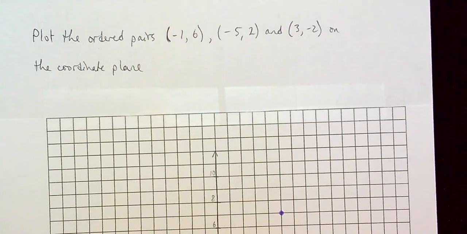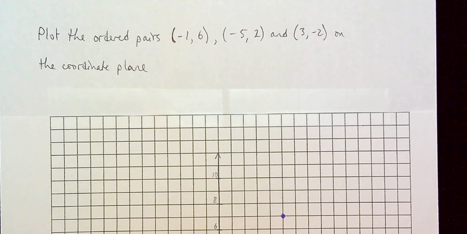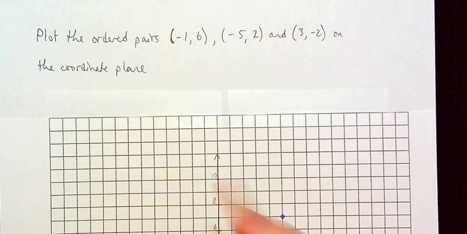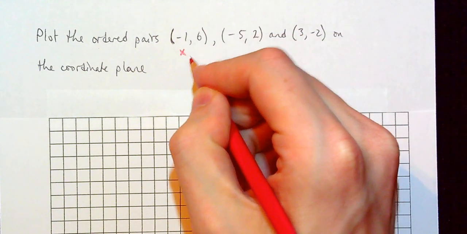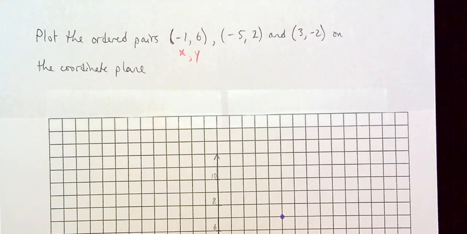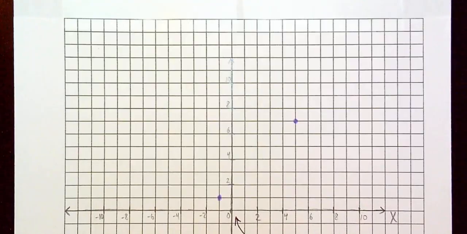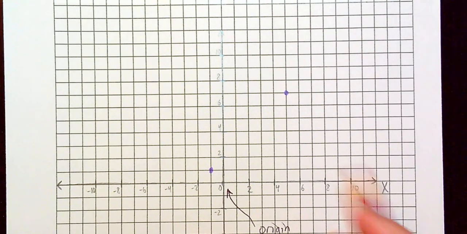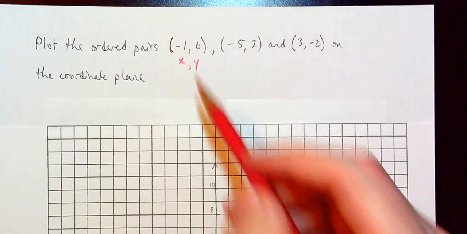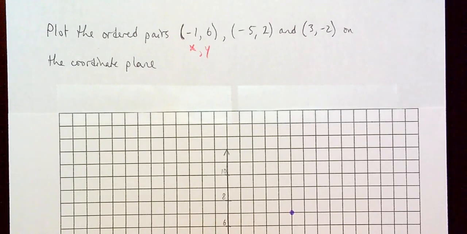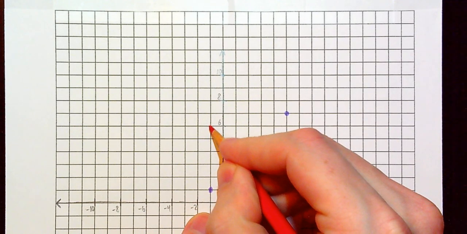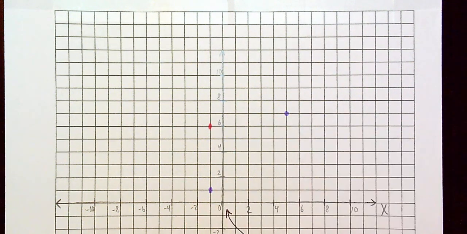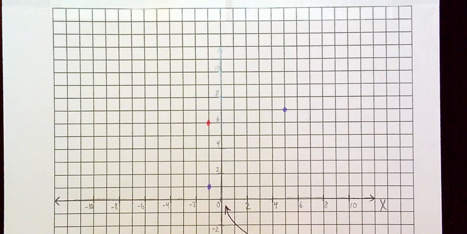Up here at the top, we're going to plot the ordered pairs, starting off with -1, 6. So the first number that's given is always the x-coordinate. The second one that's given is always the y-coordinate. So I'm going to go to where x is equal to -1, here between 0 and -2. And then y has to be +6. So 2, 4, 6, looking on our scale here. And we're just going to draw and plot that big dot there. So you go -1 and then 6.